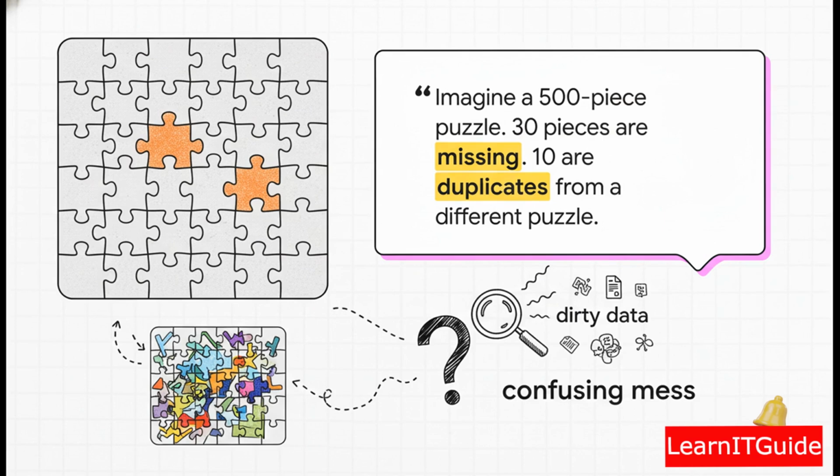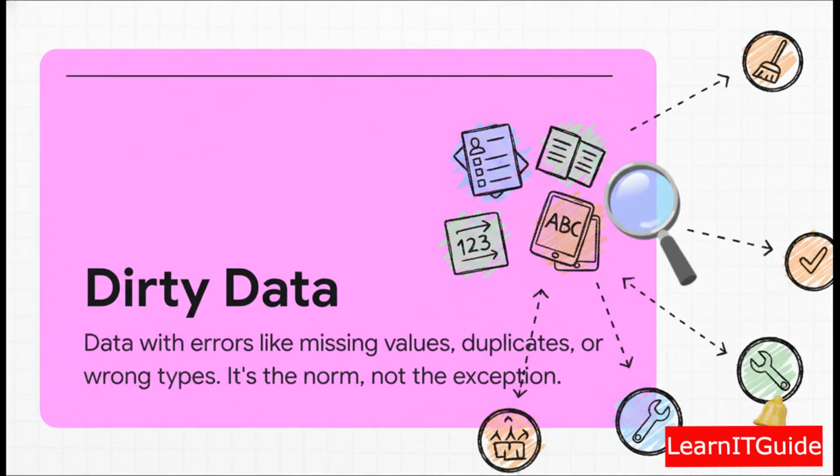You could try to put it together, right? But the final picture would be a total mess. It wouldn't be the real picture. That is exactly what happens when you try to analyze dirty data. You might get something that looks like an answer, but you can't trust it one bit. So really, all dirty data means is data that has mistakes in it.